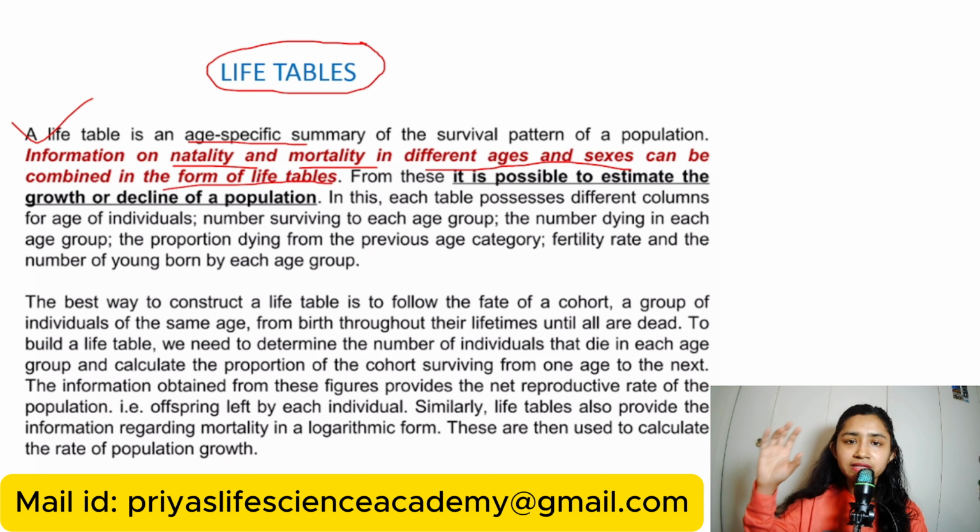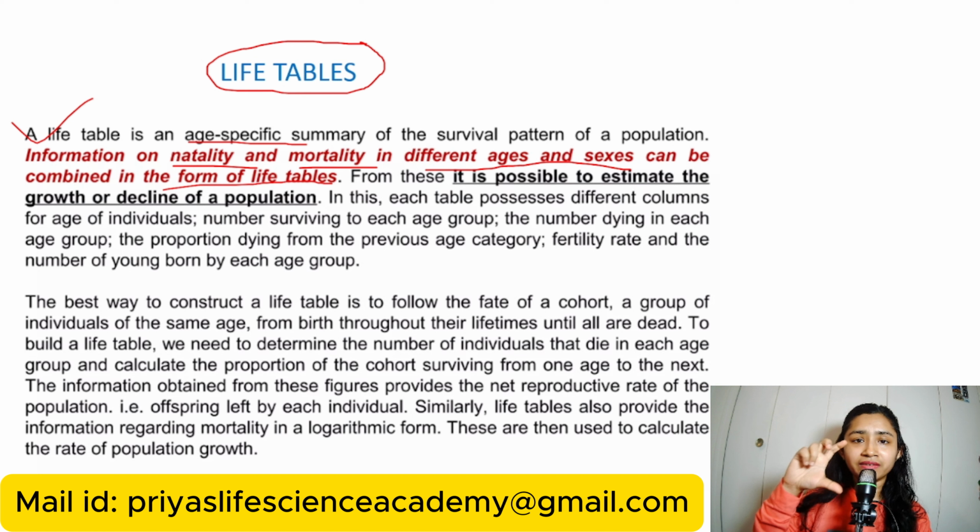So all this information can be combined in a life table where you can see at which age group, suppose from the age group of 0 to 10, in this age group 20 individuals are there. Then from 10 to 20, in this age group 24 individuals are there. So likewise, you know all the information about the population in the form of a life table.